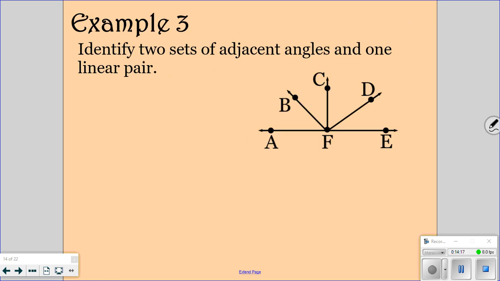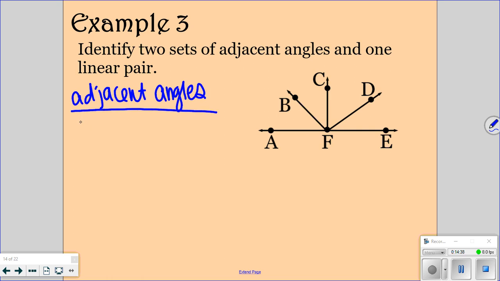Looking at another example, we want to identify 2 sets of adjacent angles and 1 linear pair. So there are a ton of options that you could pick here. So I'm going to name just a couple of them. For the adjacent angles, you could do angle AFB and angle BFC, for instance. AFB and BFC. You could also do angle AFB and angle BFD.